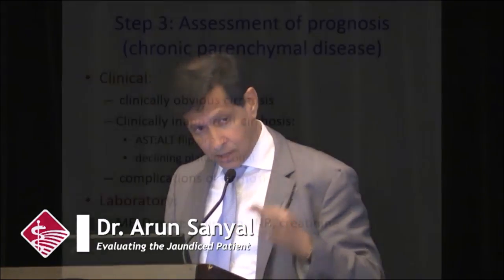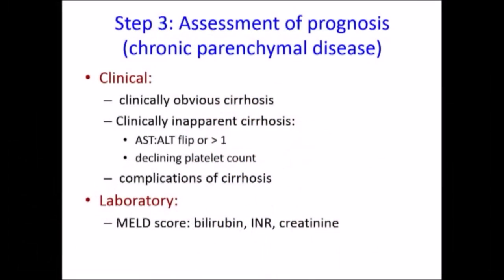So step 3 links to assessment of prognosis. If there's clinically obvious cirrhosis, where patients already have ascites or encephalopathy, you know you have a problem. Or an important question is whether the patient has clinically inapparent cirrhosis. This came up yesterday also in hepatitis C, because the liver will not have symptoms until very late in the disease. So many of these patients may have no symptoms. So there are some clues that they may have advanced liver disease.